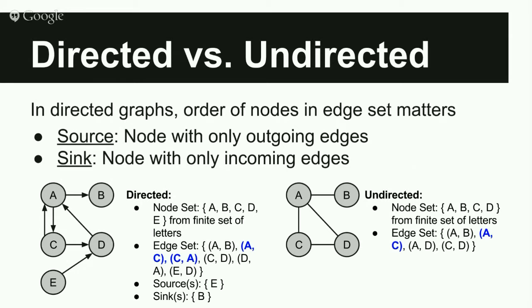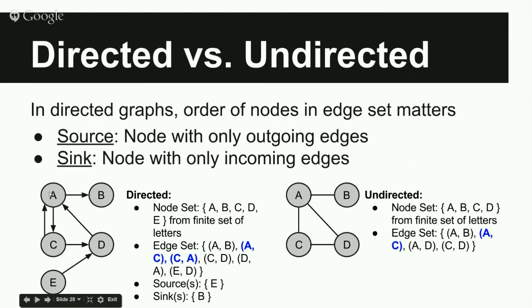On the left, we'll see a directed graph with the nodes A, B, C, D, and E from the finite set of letters in the alphabet. So there are 5 nodes in this set. And then in the edge set, we'll see an edge from A to B. Since there is an arrow going from A to B, that order does matter. We'll see it even more explicitly with the connection between A and C. A to C is different from the relationship from C to A.